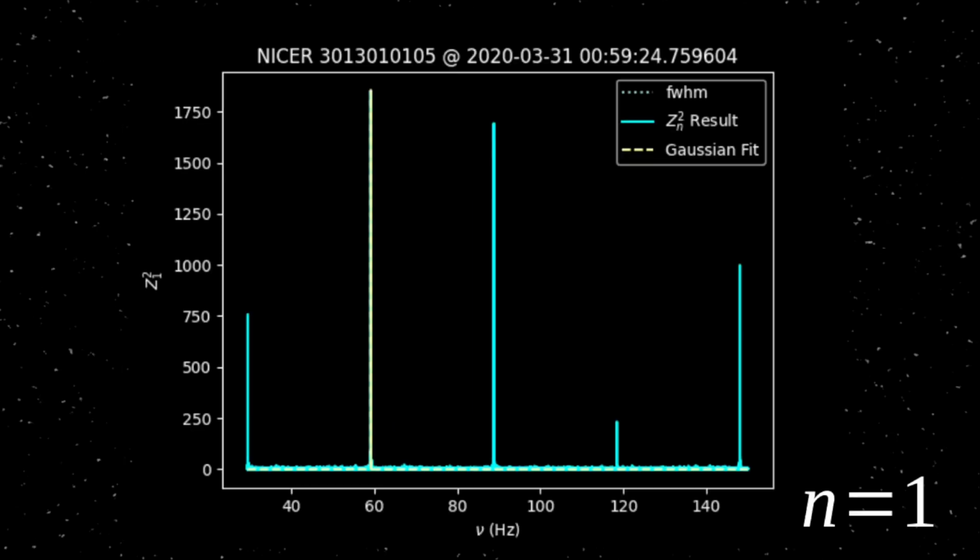But don't just take my word for it. I've gone ahead and processed the same data set between 29.5 and 150 hertz at 10 microhertz resolution, and this is what we end up seeing for one harmonic. You can see that first harmonic is definitely the dominating frequency. It has the largest magnitude right here for z1 squared, and not only that, but the second harmonic and also the fourth harmonic are greater than the actual expected frequency related to the spin frequency of the Crab pulsar here on the far left.